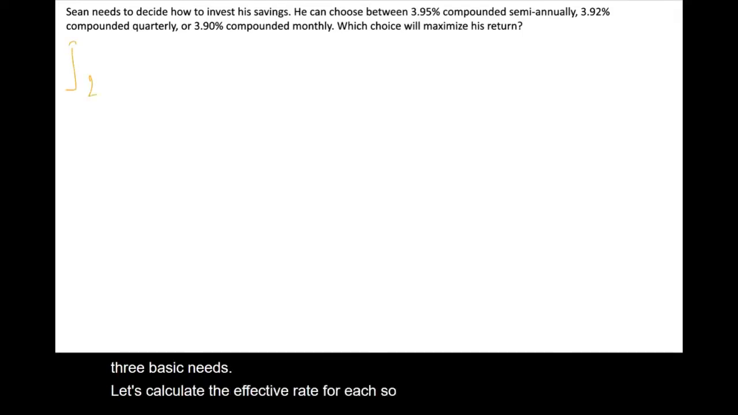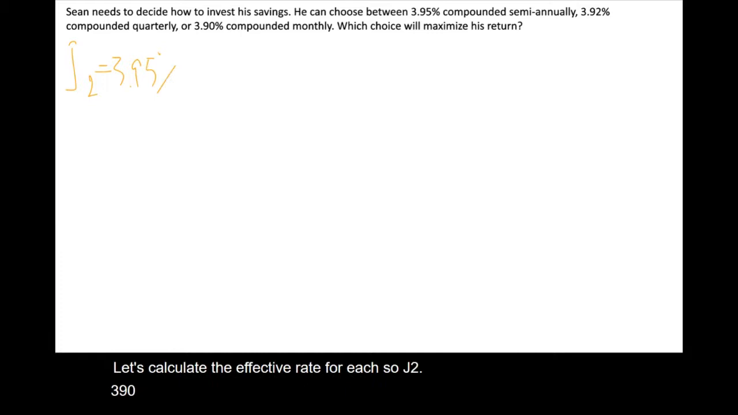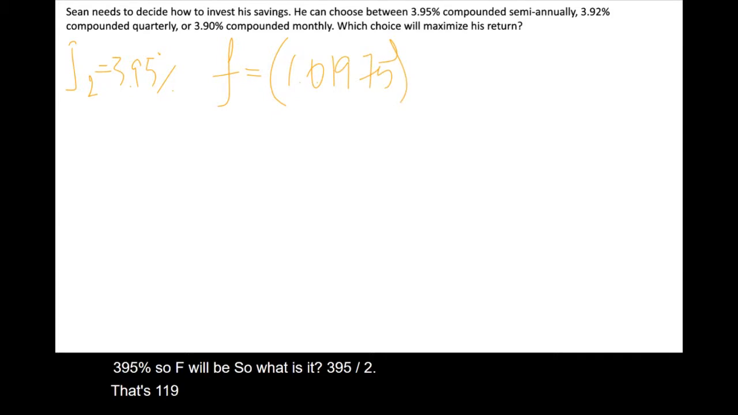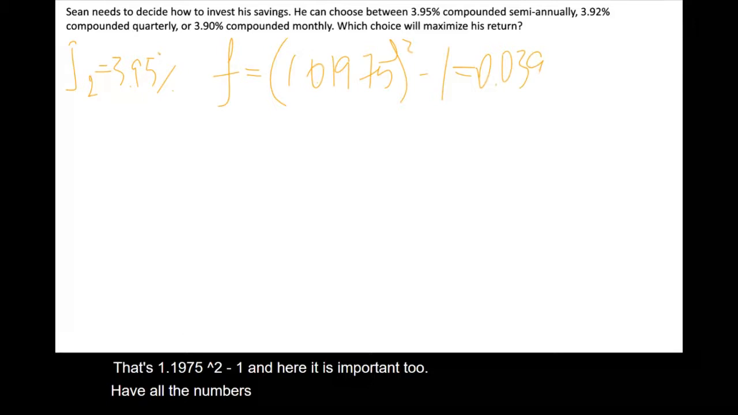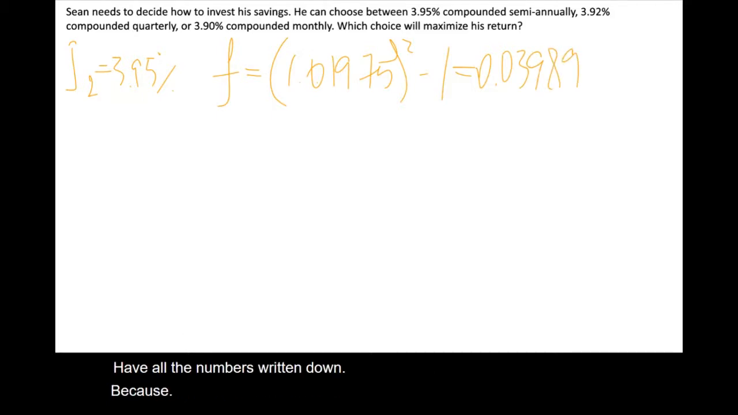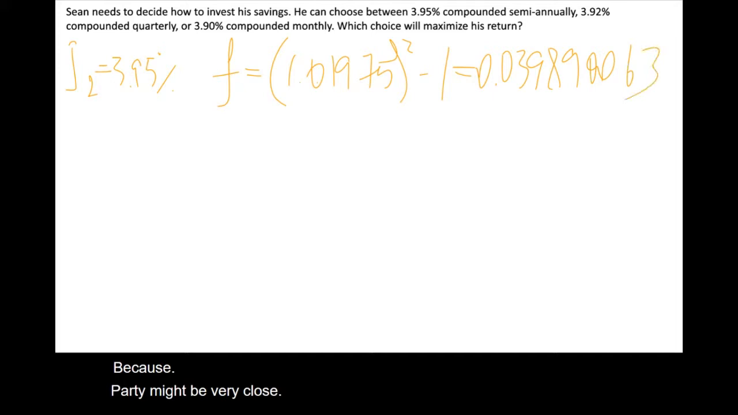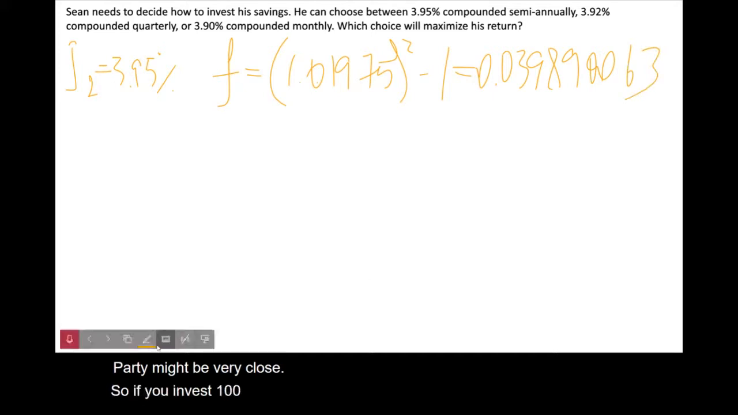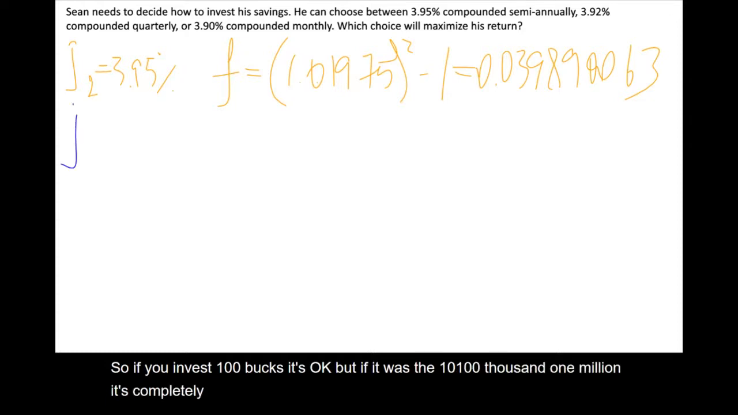So J2, 3.95%. So F will be 3.95 over 2, 1.01975 squared minus 1. And here it is important to actually have all the numbers written down because they might be very close. So if you invest $100, it's okay, but if you invest 10,000, 100,000, 1 million, it's a completely different story.